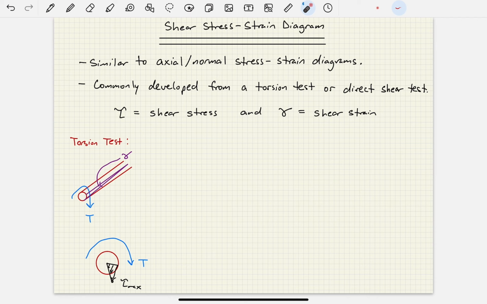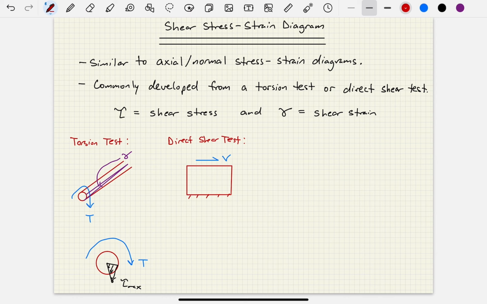What about the direct shear test? Okay, that's another common test that we can use to develop a shear stress strain diagram. So let's call this direct shear test. In the direct shear test, what we have is a specimen. Usually it's kind of a block shape, and we apply a shear force at one end of that block shape. And let's say that this shape is maybe fixed at its base, okay?